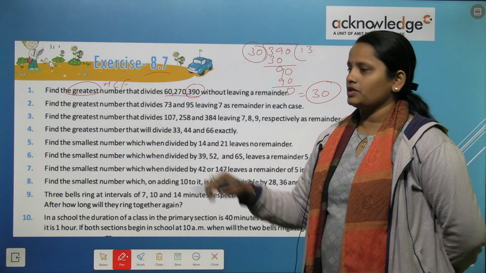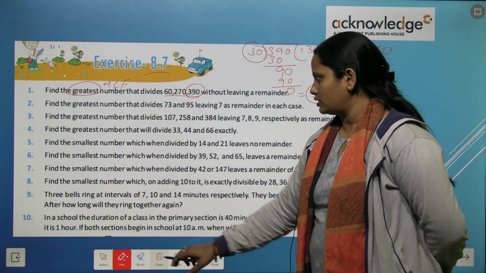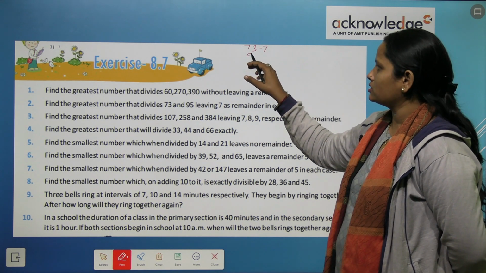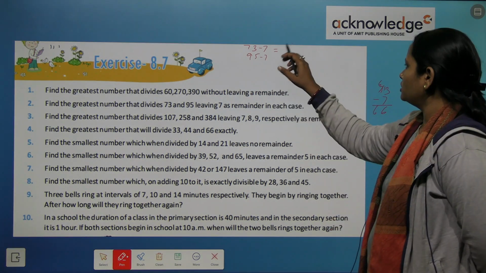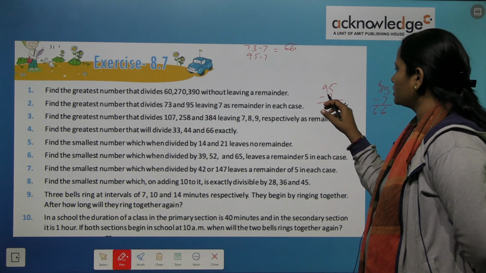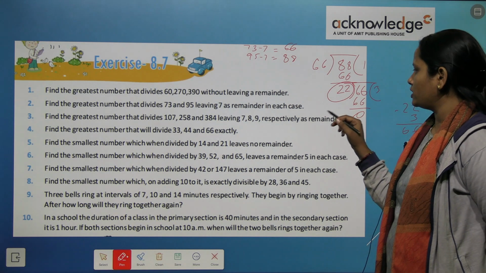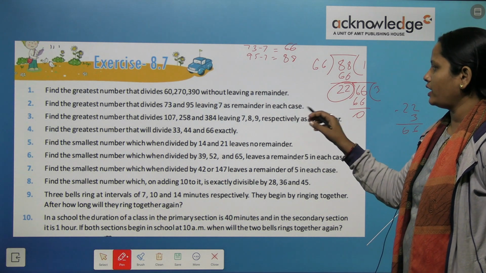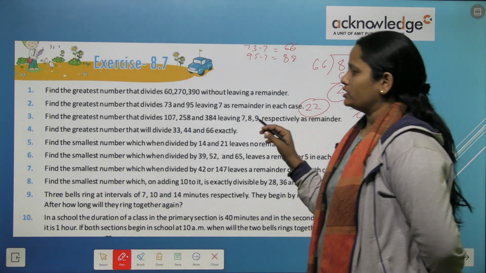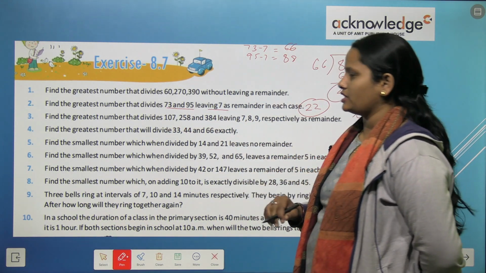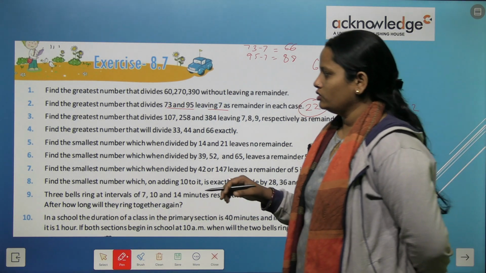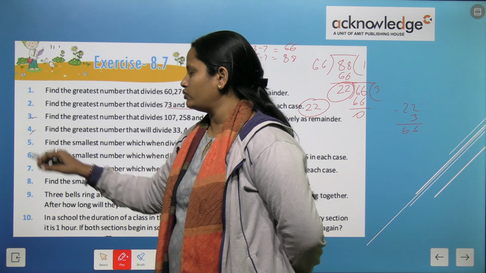तो हम क्या करेंगे, इसमें 7 को हम subtract करेंगे. So let's do this. And 95 minus 7. So here the number is 66. Now 95 minus 7 को हम subtract करेंगे. So children, here we get 22 and it's totally divided. So 22 is the number that will divide these numbers, leaving 7 as remainder. Now similarly I have to do question number 3 and 4.